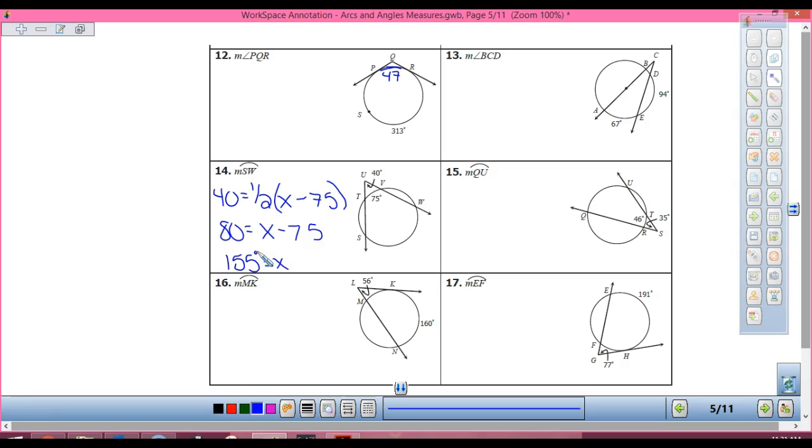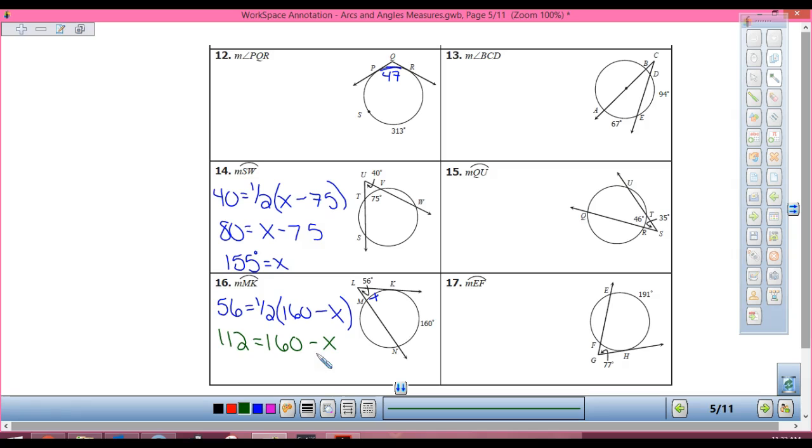You've got to be careful a little bit when they're asking for little r. Okay? Angle is what? 56 equals 1/2 times, remember you got to go big R minus little r. So big R is 160 minus x. So get rid of that 1/2. We have 112 equals 160 minus x.